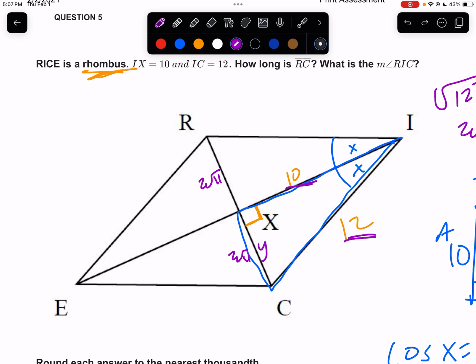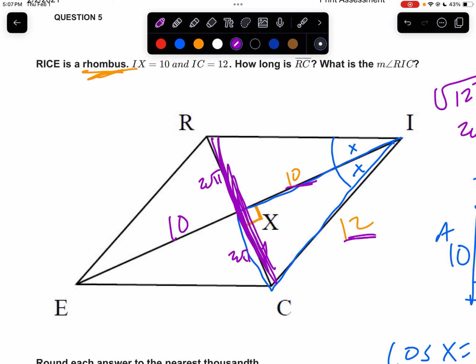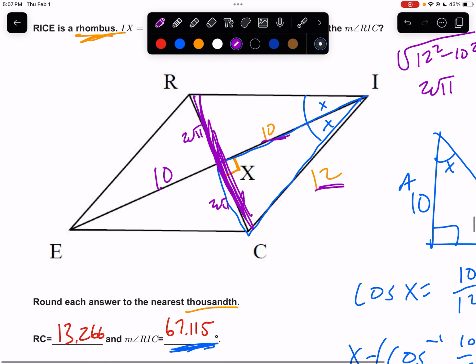But a rhombus actually has 2 lines of symmetry. This is also a line of symmetry. We didn't need it this time, but this angle would land here. Like we could go that direction as well. We would know this is also 10. These are all properties for the rhombus. We've talked about that. But RC would be 4 root 11.